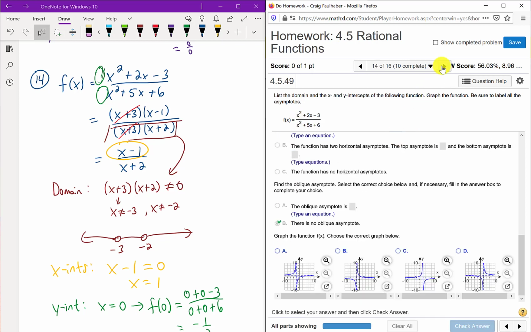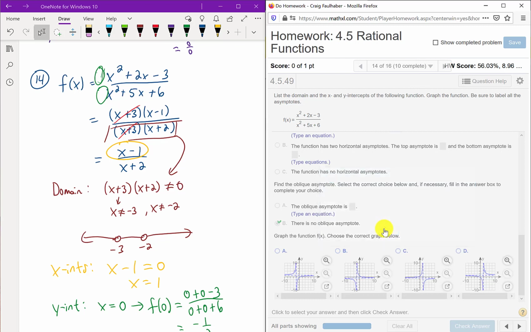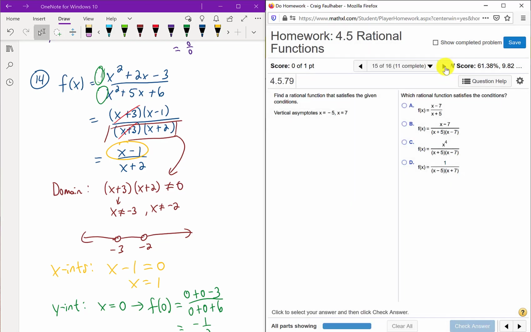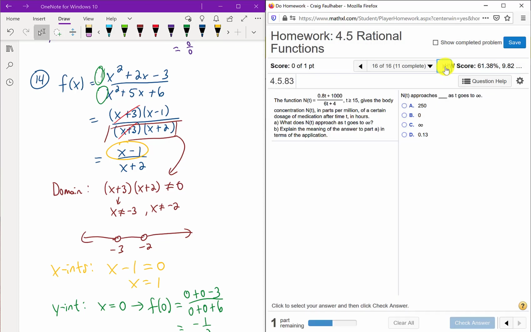Okay, so that does it for that problem. I'm going to have you graph that thing on your own using your favorite graphing utility. I'm going to scroll through these and just take a look and make sure there's nothing else that you'll need help with. Let's do this last problem.